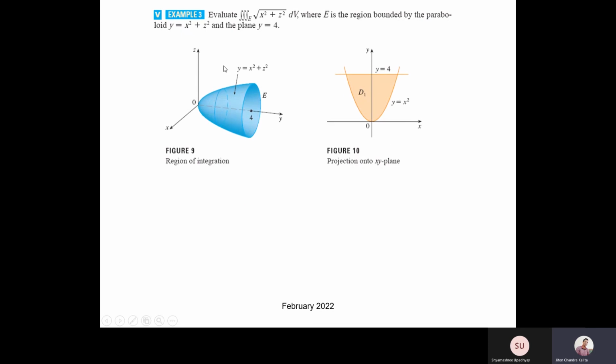So this is this equation. Okay, so this is the region of integration. If you want to consider it as a type 1 region, you have to consider projection onto the xy plane, and that makes it something like this. And as we have already explained, your integration is going to be pretty cumbersome.